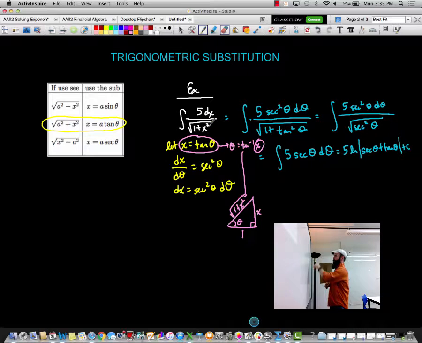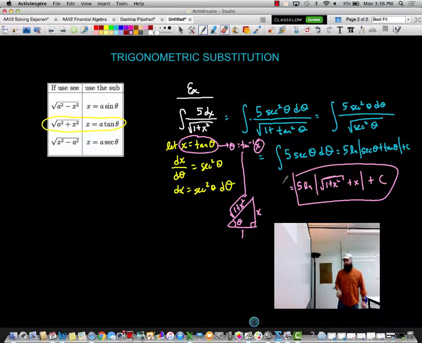So now I'm going to find what secant of theta and tangent of theta are based on this triangle. So I've got 5 times the natural log of the absolute value of secant, which is hypotenuse over adjacent. So that's the square root of 1 plus x squared. And then tangent is opposite over adjacent, so that's x over 1. And that is the antiderivative of what we started with. That's trig substitution. So I'm going to do a couple more examples in other videos, and you can watch those and learn how those substitutions work.